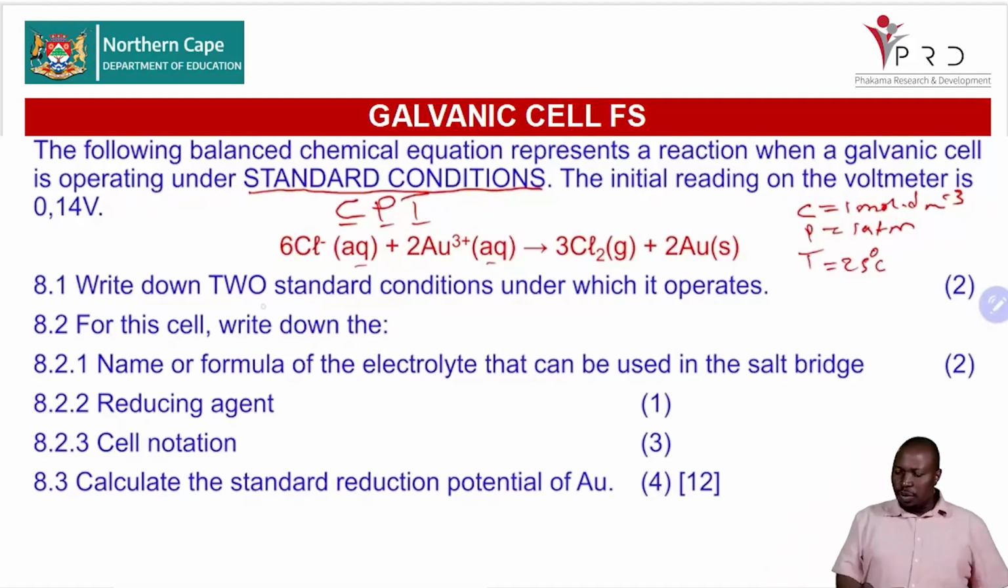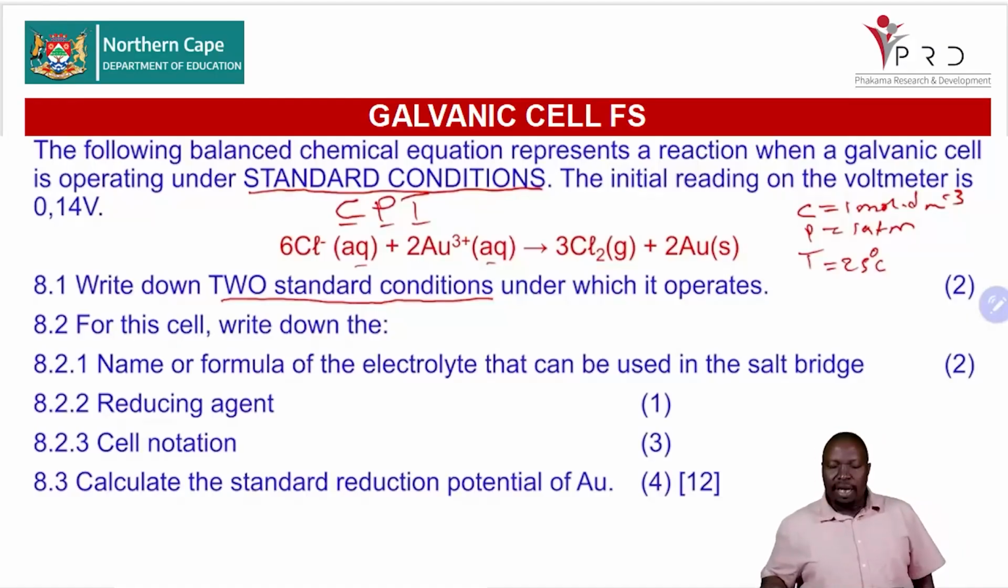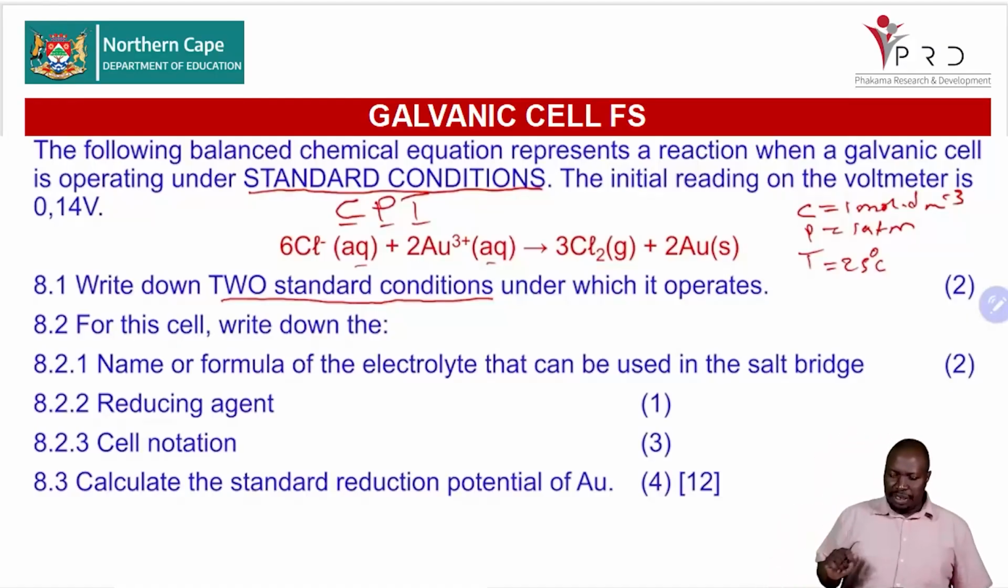So that is the question that is asked there. Write down 2 standard conditions under which this cell operates. So you are able to say initial concentration of 1 mole per cubic decimeter, temperature of 25 degrees Celsius.